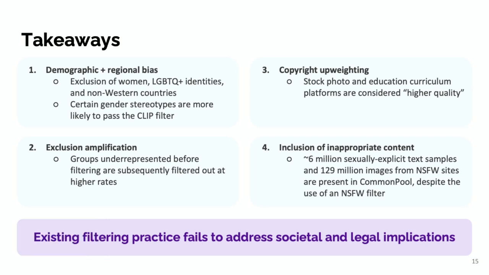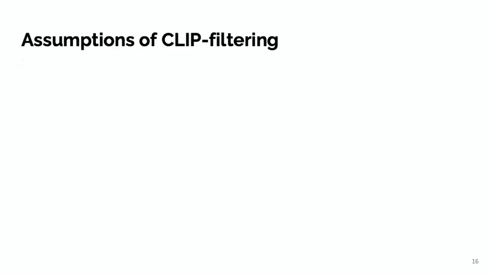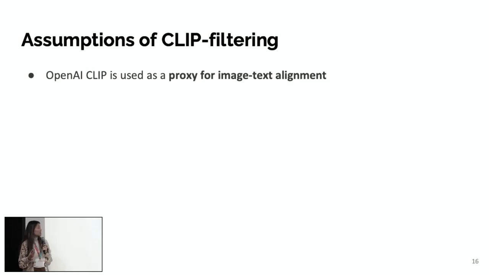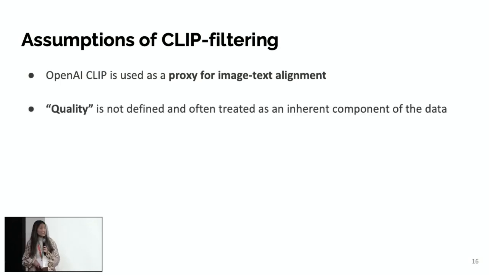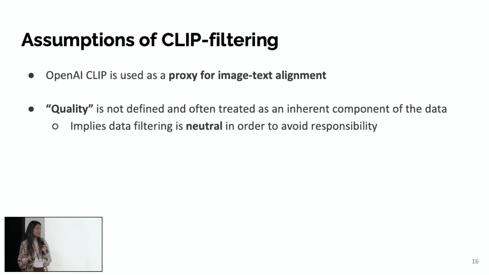So now to understand how these issues may have come up, we want to dive into the assumptions behind CLIP filtering. According to prior works, OpenAI CLIP is intended to be a proxy for image-text alignment in order to assess this idea of quality. Yet the notion of quality is undefined in prior work and is often treated as an inherent component of the data, as if something that's high quality has to be searched for or somehow surfaced. So what this means is that it somehow implies that data filtering is neutral in prior works, in order for data curators to kind of avoid responsibility of the decisions they're making when curating data sets.